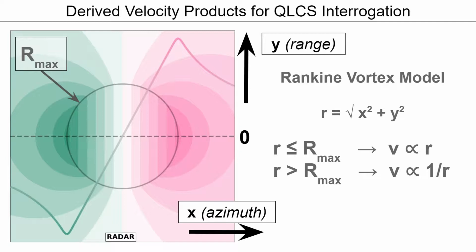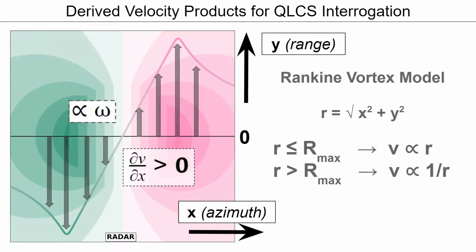Going on to the next slide, this breaks it down a little more. If you look closely at the sloping line, you can imagine that the slope of the trace is equivalent to azimuthal shear because it's the change of velocity, inbound or outbound, with respect to x. What we see within the Rankine vortex is a constant positive slope. That makes sense because the vorticity is constant, the rotation is constant, and we know from school that any time you have a solid body rotation like a cylinder, it's going to be equivalent to 2 times the angular momentum.